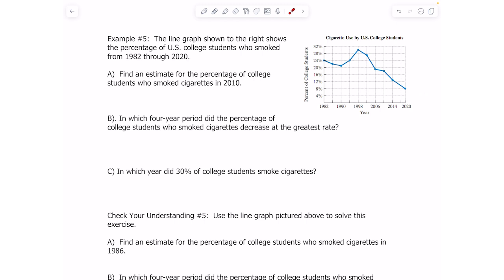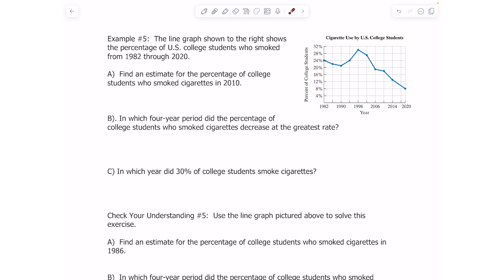So, you know, maybe people are realizing that it's not healthy for you. There may have been more advertising out there to help people realize that it's not a good thing to do. There were also different programs in elementary school and middle school that would talk to students about the dangers of smoking. So those may be some reasons that we see the decrease there. Not sure why there's an increase in those years though. So we want to find an estimate for the percentage of college students who smoke cigarettes in 2010.